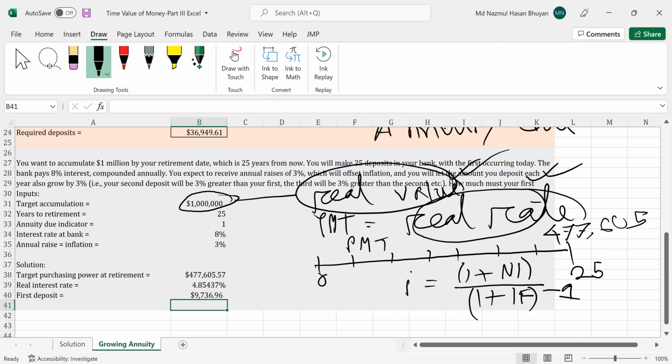And then this amount will grow at the real interest rate of 4.85% and the current inflation rate of 3%. Then at the end of year number 25, you are going to accumulate in total $1 million, which will have a real value of $477,605. That's all from this part.